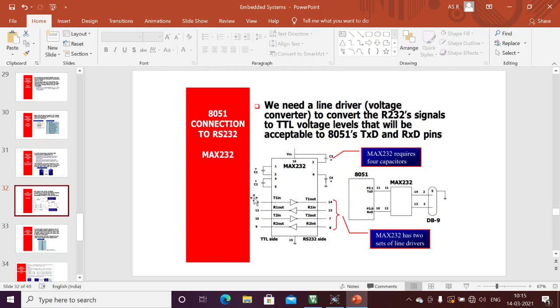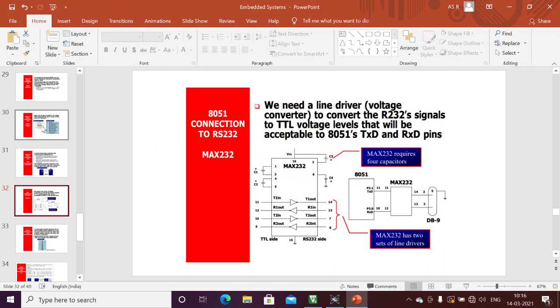For example, in our 8051 we have only one UART. We are using pins 11 and 12 and pins 14 and 13. Here, the TTL inputs I am giving here will be converted to RS232. And again this RS232 will be converted to TTL, it will convert both ways, vice versa. Whenever I am transmitting the data it converts TTL to RS232, and whenever I am receiving the data it converts RS232 to TTL. This is a both way conversion.